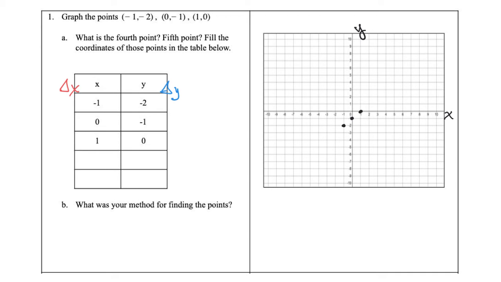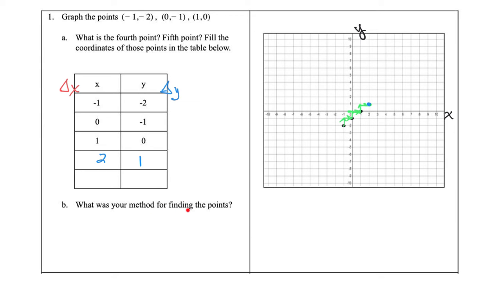So if I go up 1 to the right 1, up 1 to the right 1, my next point should just be up 1 to the right 1 and hit right here. Make that a different color so we can see that better. And that point is 2, 1.